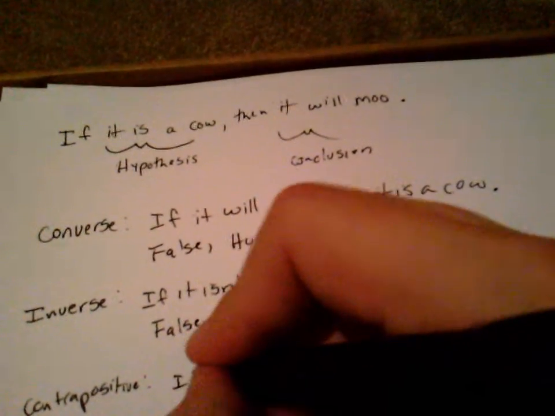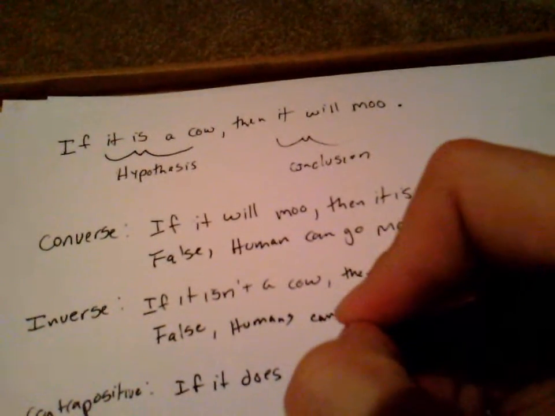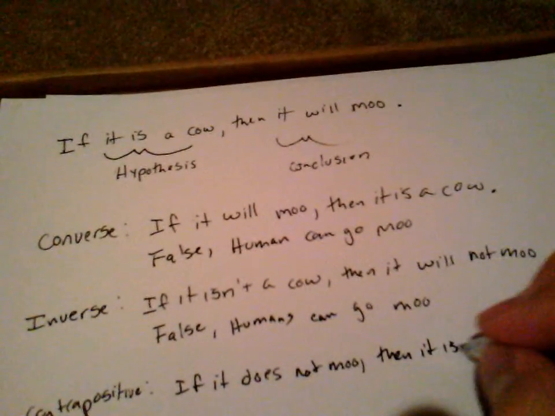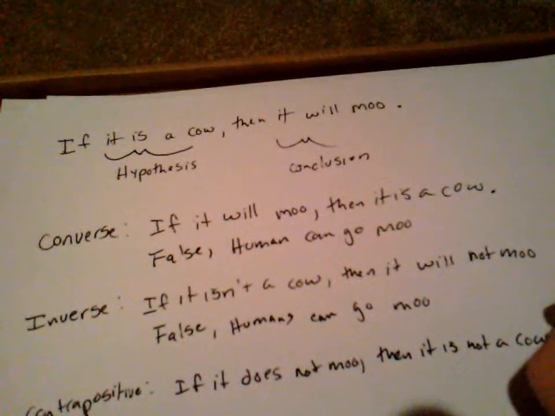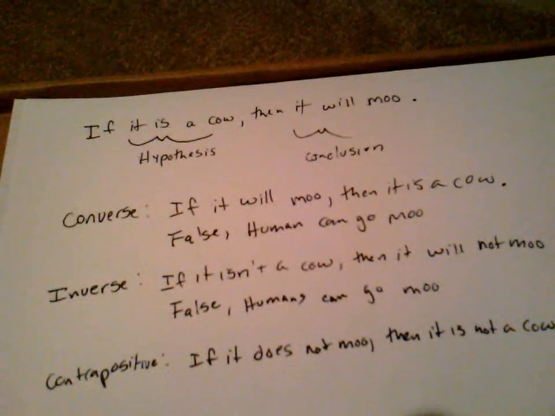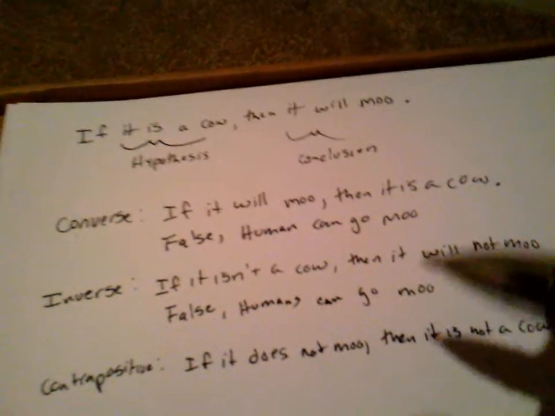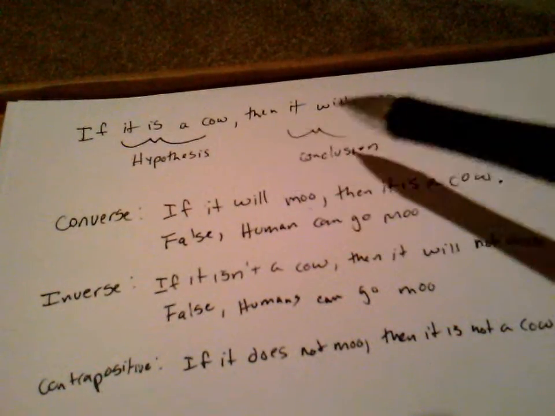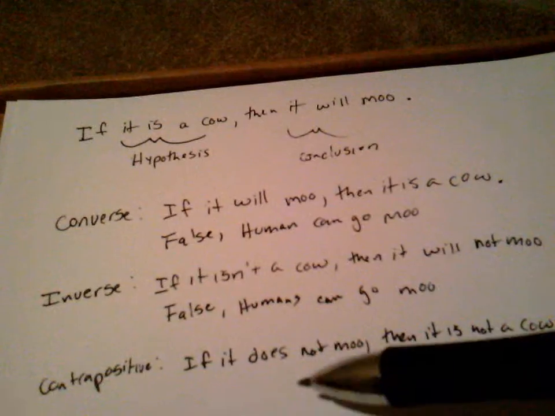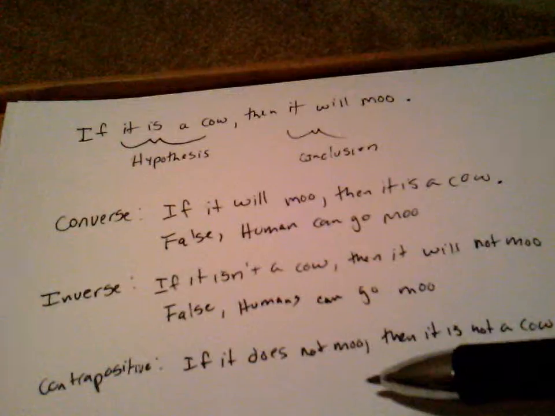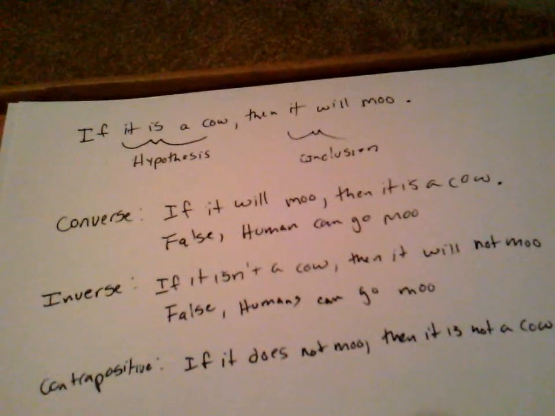So we're going to say, if it does not moo, then it is not a cow. Okay? So if it does not moo, then it is not a cow. Now, this statement is actually true because if we go by this, if it's a cow, then it will moo. It means if it doesn't moo, well, we've already made the statement that the cows moo.